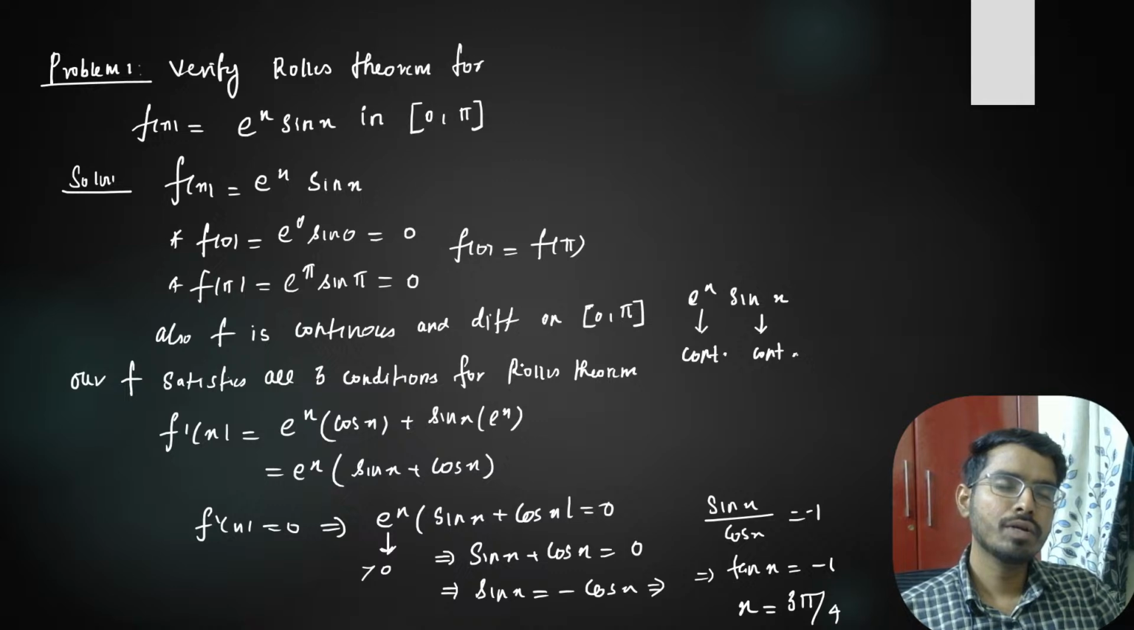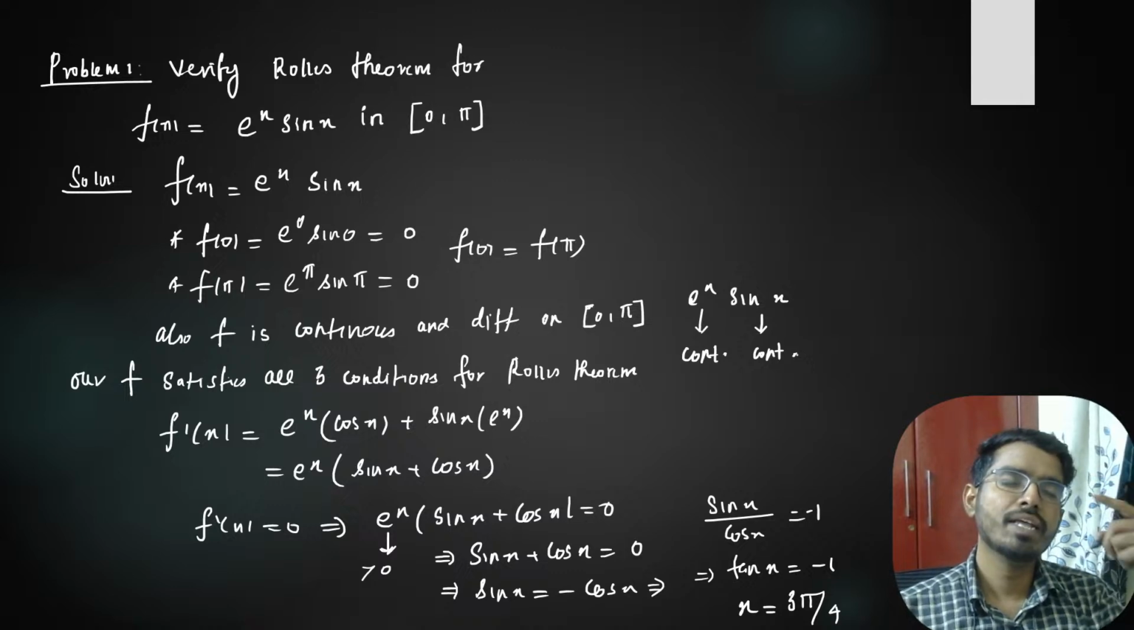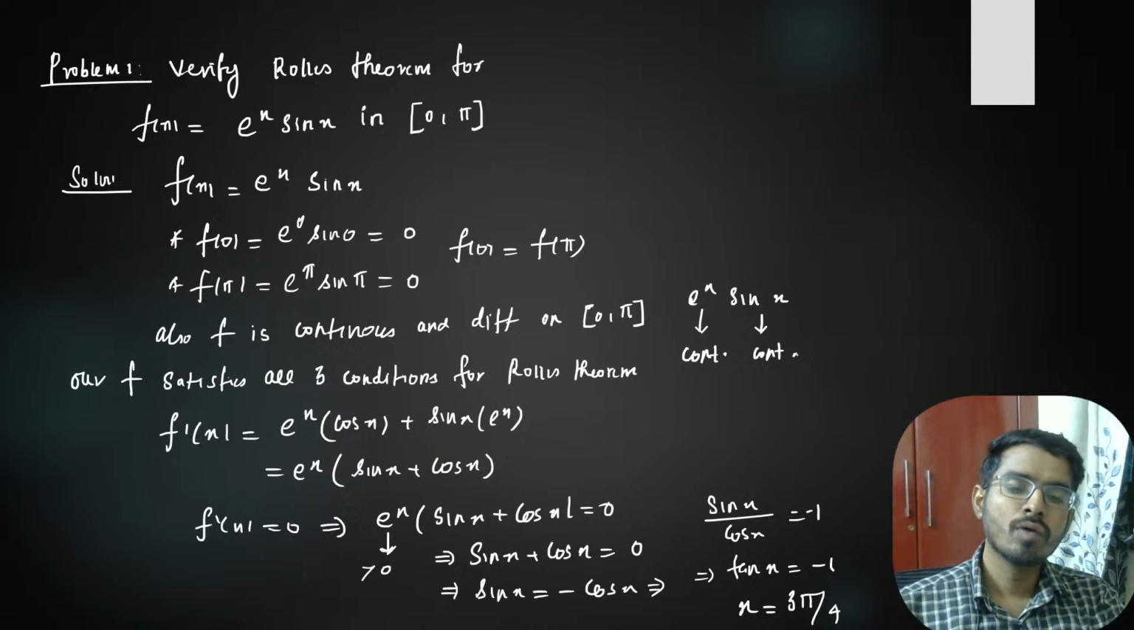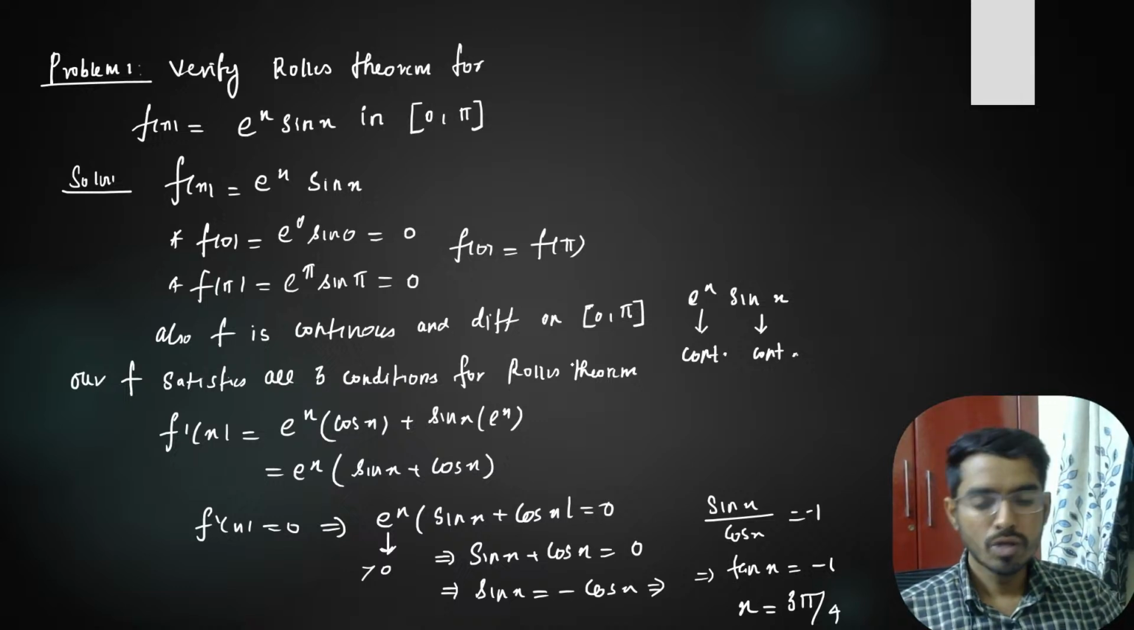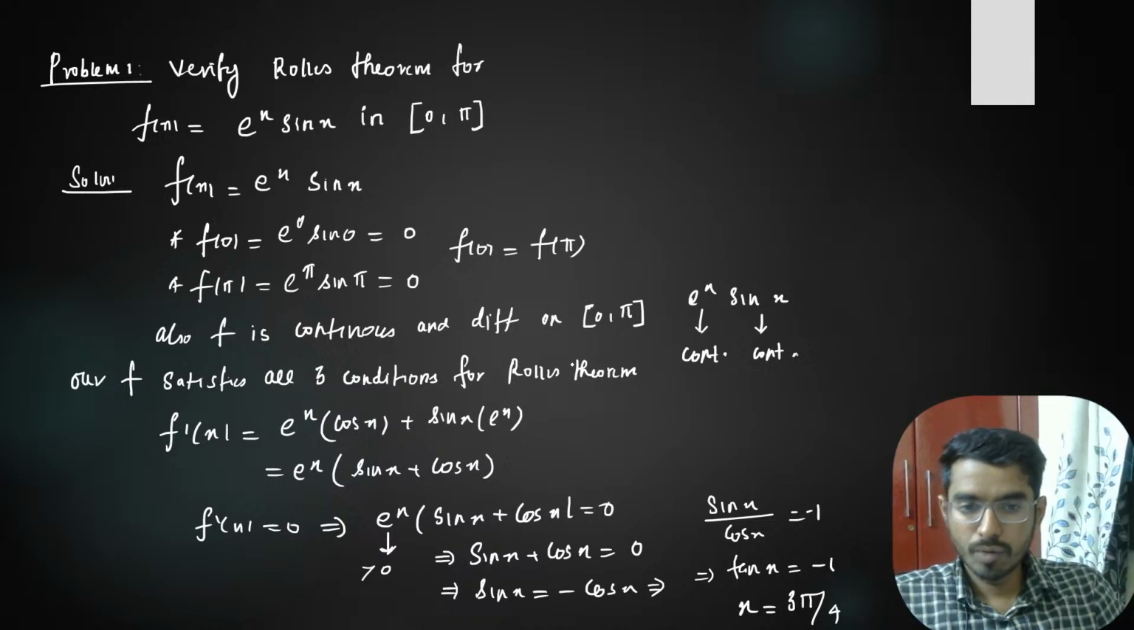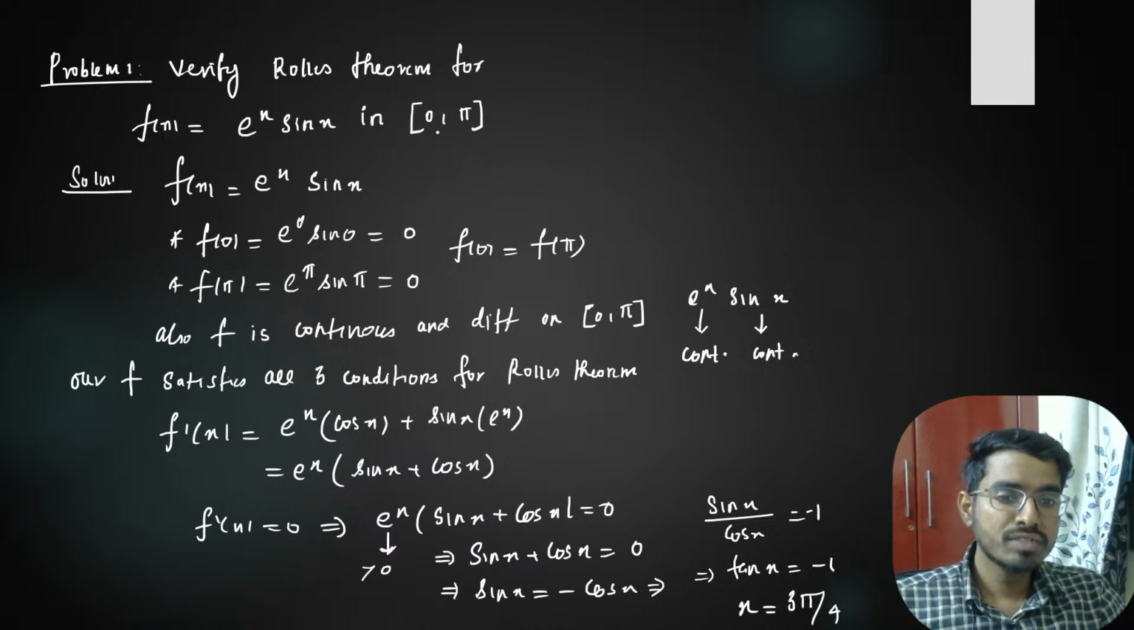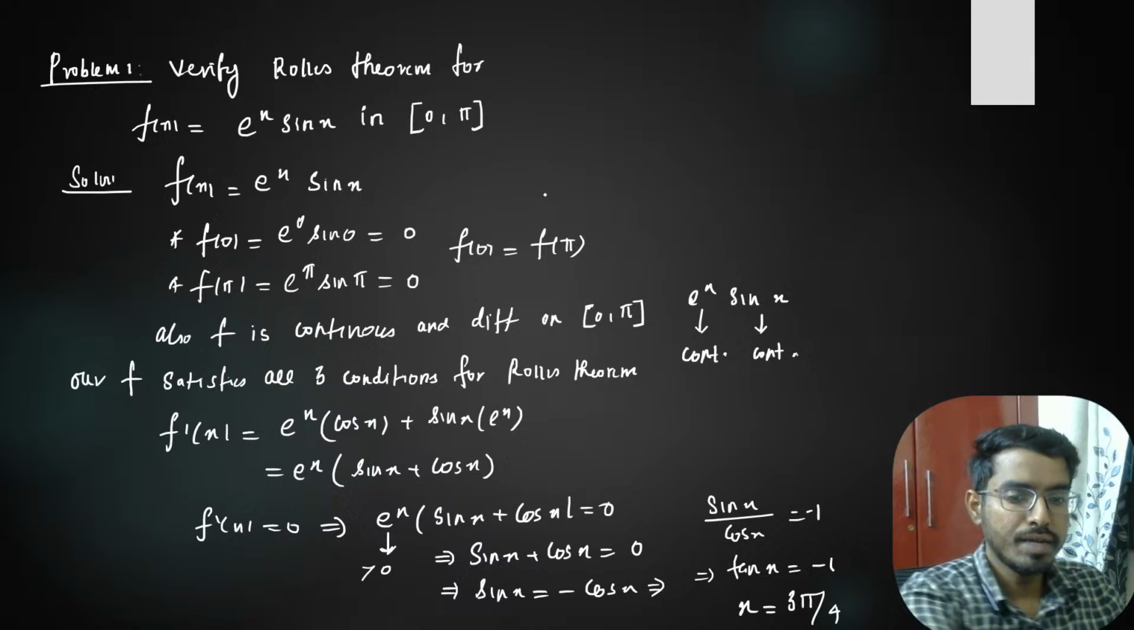So tan 3 pi by 4 is tan of pi minus pi by 4. So pi minus pi by 4 will be in the second quadrant. In the second quadrant, tan is negative, so it is minus tan pi by 4. So x is equal to 3 pi by 4. And you can see this 3 pi by 4 is in the interval 0 comma pi, right?